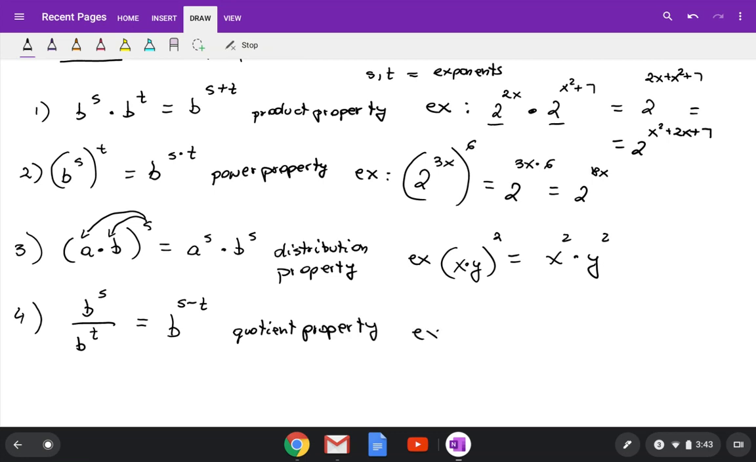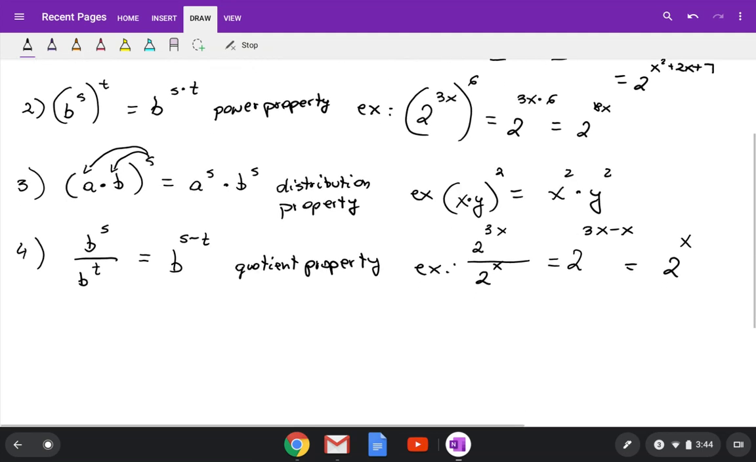Let me give you an example. Let's say you have 2 to the power of 3x over 2 to the power of x. Since we have a quotient of exponential expressions, both with the same base, which is 2, you copy the base once and you subtract the exponents. That will be 3x minus x, which is the same as 2 to the power of 1x.